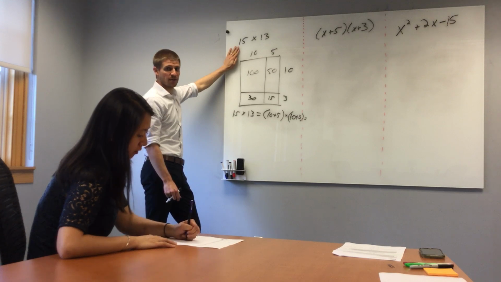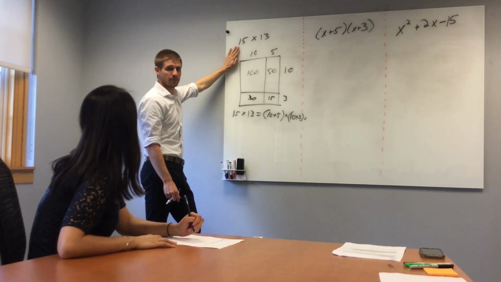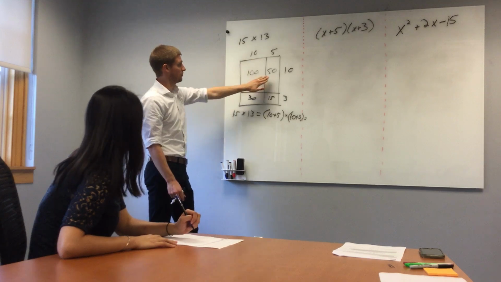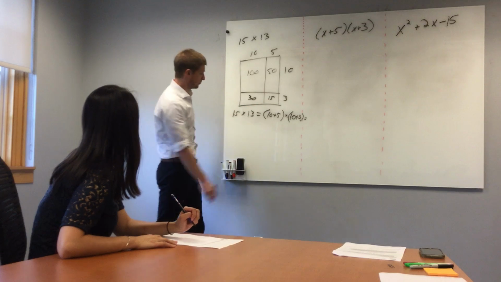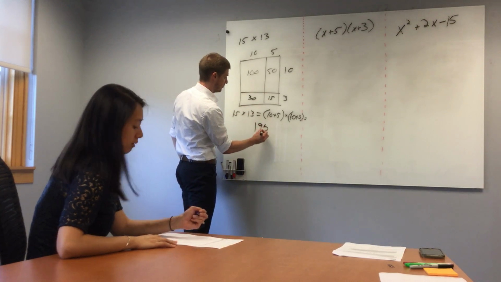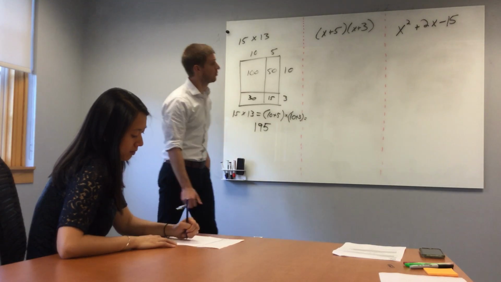So what you learned is that your product is 195. Okay, and how did you get that again? I went through and I summed 100 and 50 to get 150, and then 30 and 15 to get 45, and those 2 sums together get 195. So 195 is our product.